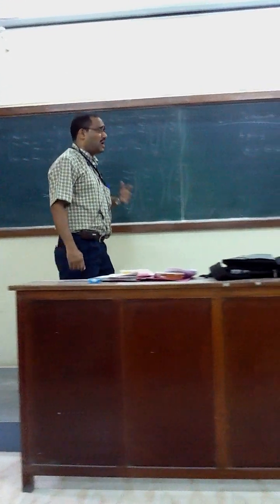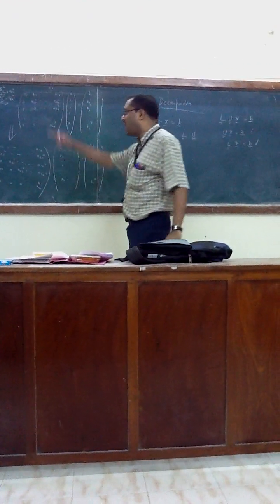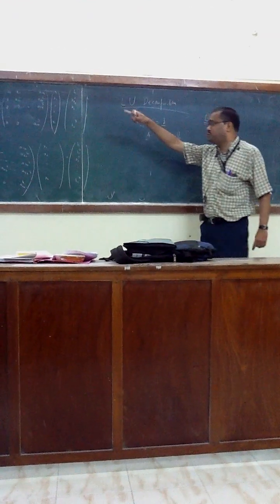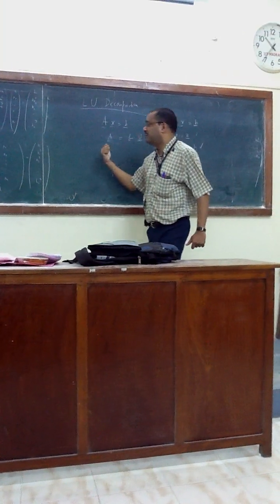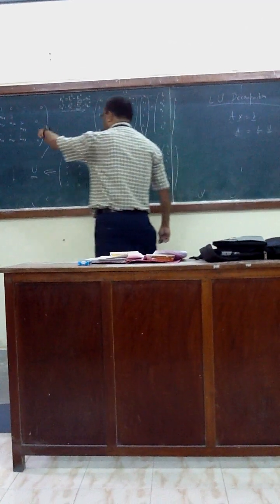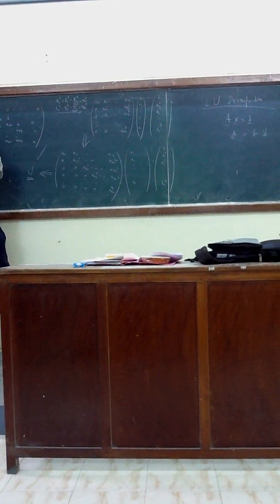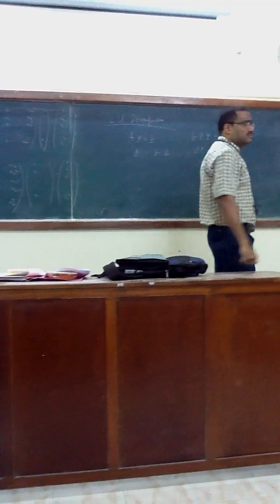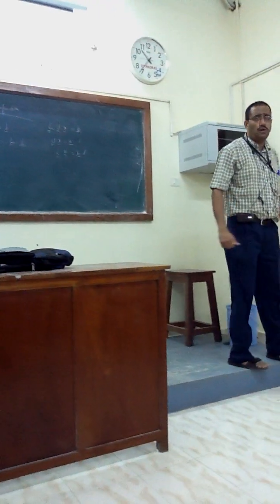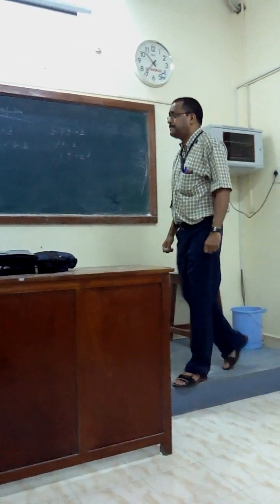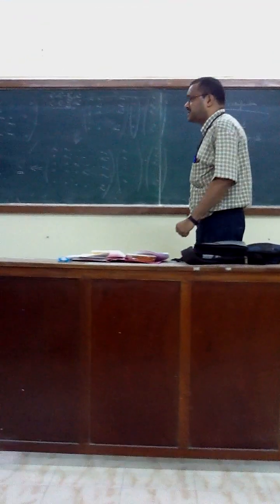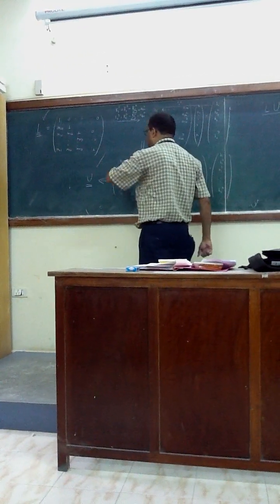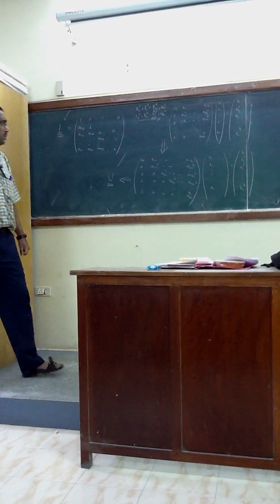Now, in the exam, I may ask you to prove why, if I do this L and U, you can get the A matrix. So L is here, U is here, why do they give A? How to prove it? This is my L matrix and U matrix. I multiply, I get the A matrix. How is it possible? How to prove it?